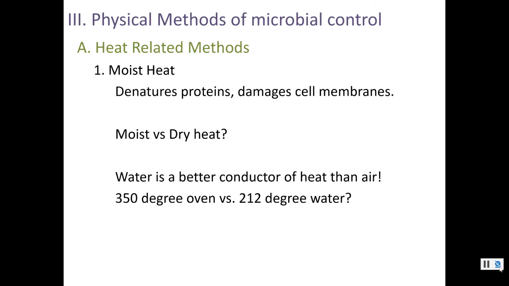Physical methods is first, and this is just altering the environment. There's lots of different ways we can do this and not use any chemicals to control microbial growth in the environment. All right, so let's move into that.